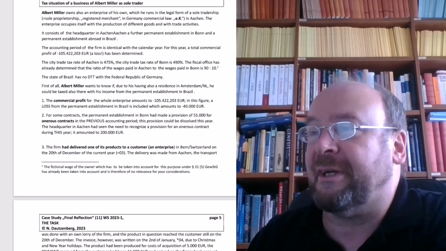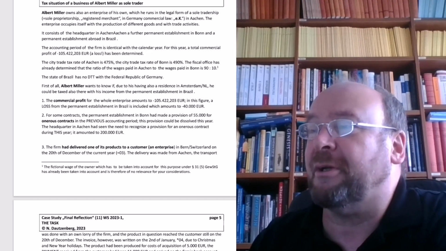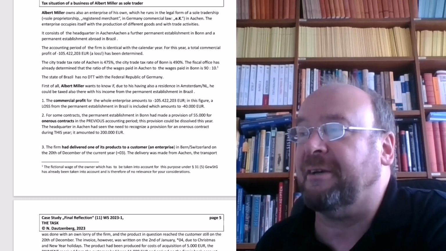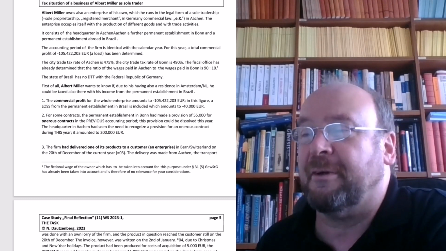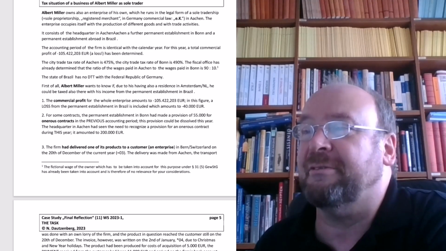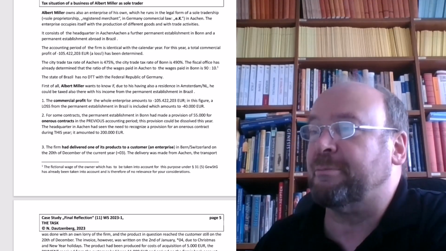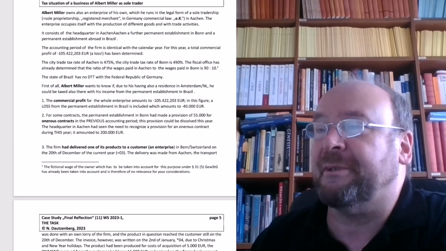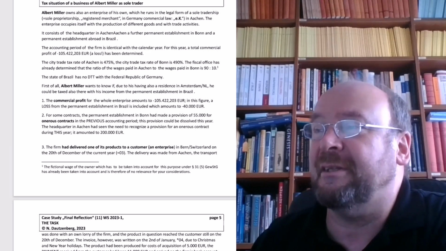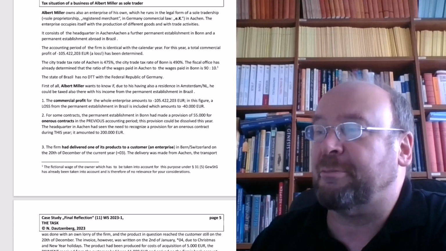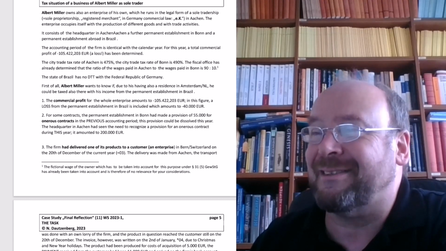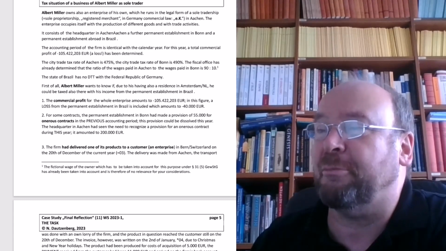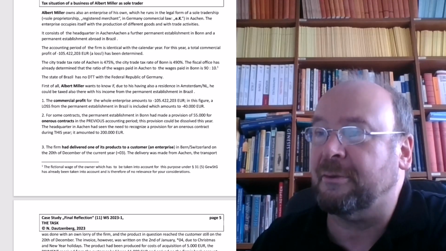For some contracts, the permanent establishment in Bonn had made a provision of 55,000 because of onerous contracts in the previous accounting period. This provision could be dissolved this year, and the headquarters in Aachen had, however, seen the need to recognize a provision for an onerous contract this year again, and that provision amounted to 200,000 euro.